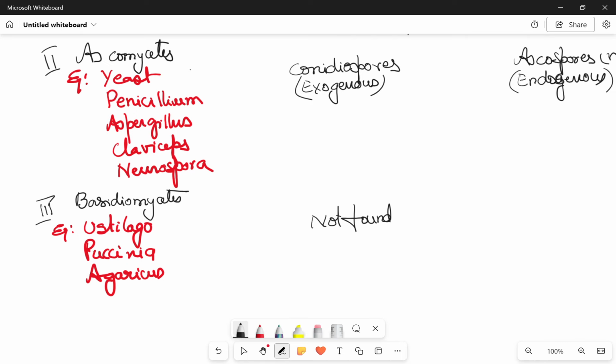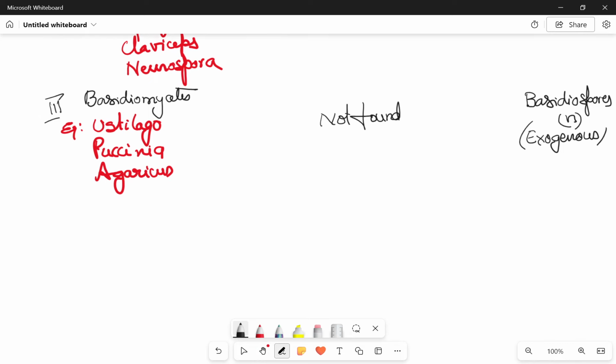And the sexual spores are basidiospores. These are also formed after meiosis. Karyogamy as well as meiosis both occur inside the basidium. And these are haploid and exogenous. The sexual spores which are exogenous, meaning basidiospores, belong to Basidiomycetes. Next class is the last class, fungi imperfecti or Deuteromycetes.